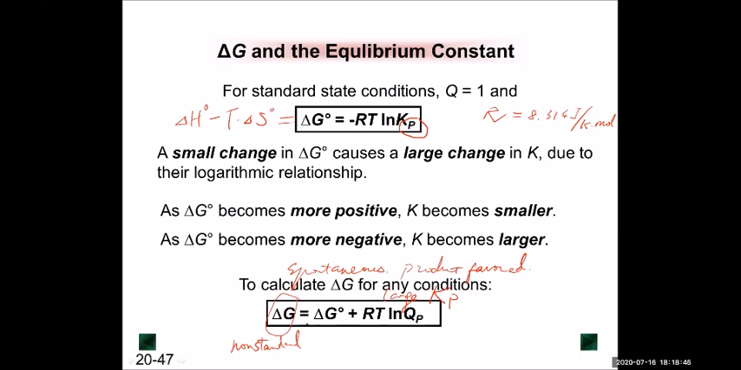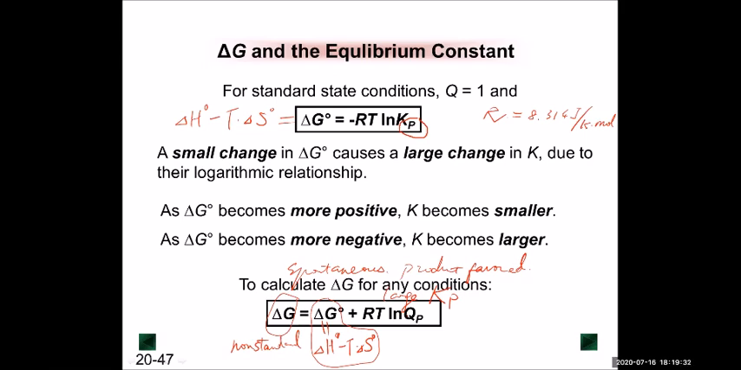Under non-standard conditions, when you have a system that may not be at the standard condition, the delta G equals the standard free energy change, which you calculate using the standard enthalpy change and entropy change, plus RT times the natural log of the quotient Q. For gas, we need to use the partial pressure of gas to calculate the quotient Qp.